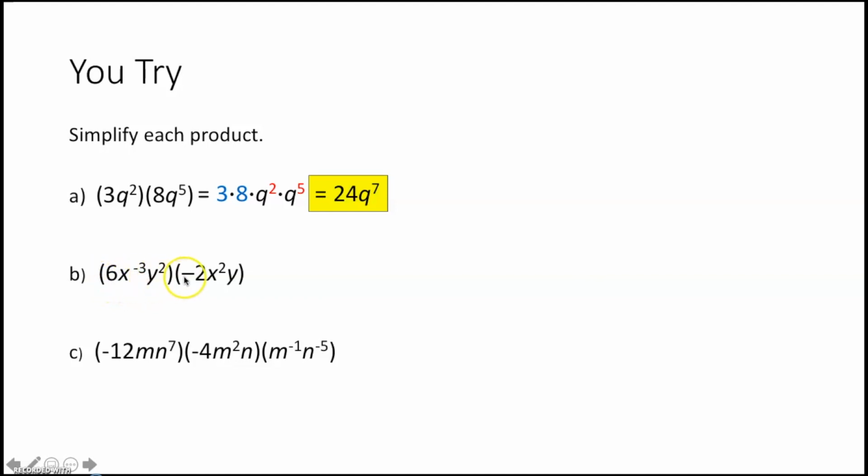Here, 6 times -2, we put that out front. And then x to the -3rd times x to the 2nd, we add those exponents together, you get x to the -1st. And then y to the 2nd times y to the 1st, we add those exponents together, you get y to the 3rd.